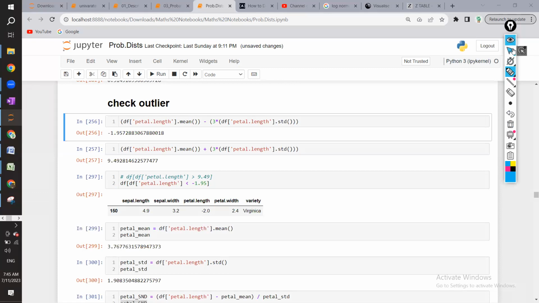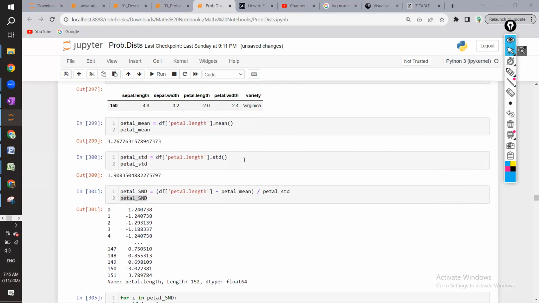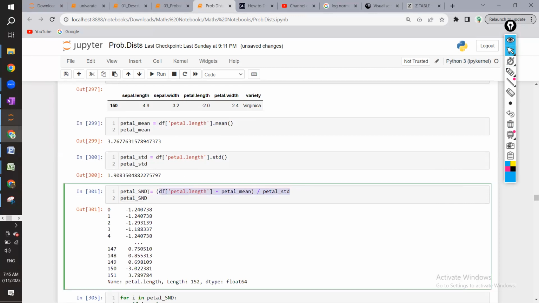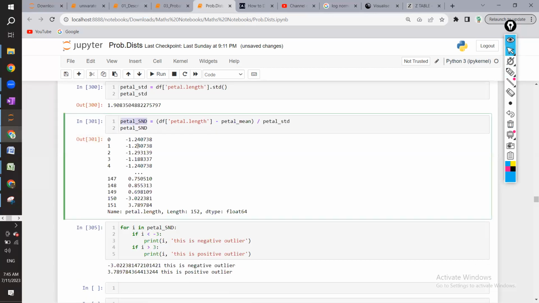But as I said, you can also directly convert the whole petal length into standard normal distribution. How can you do it? Just Z score. This is the application of (x minus mu) by sigma. This will give you a petal standard normal distribution. These are the corresponding values of all the petal lengths. Now because this is standard normal distribution, you can directly say -3 to 3. The minimum value will be -3, the maximum value will be +3. Anything greater than this or less than this will be an outlier.